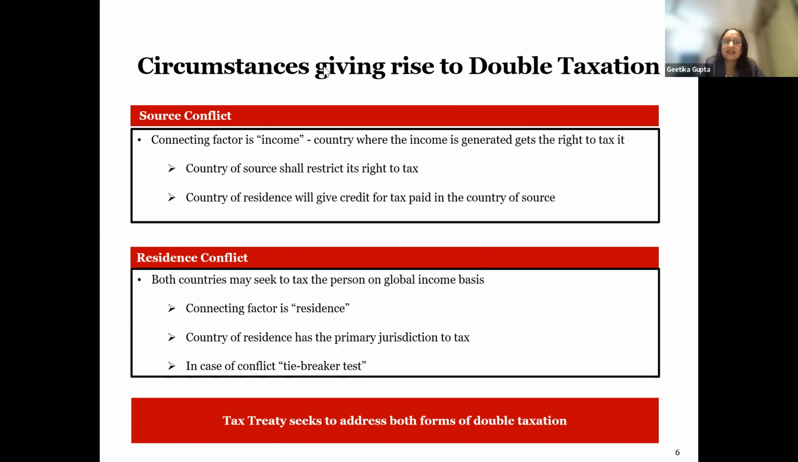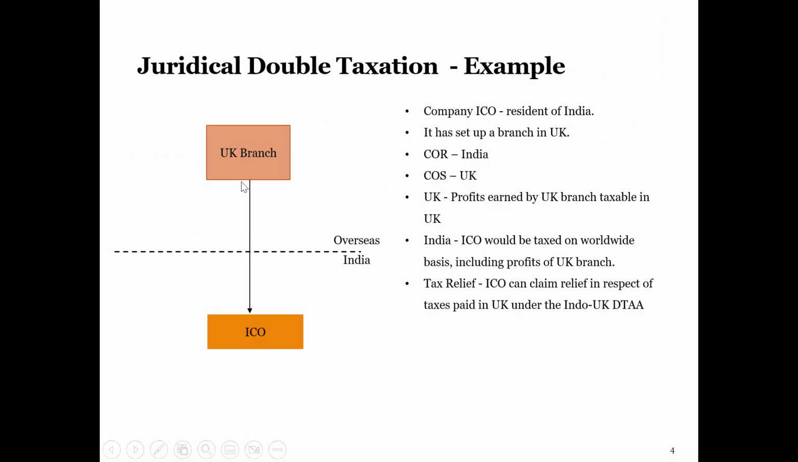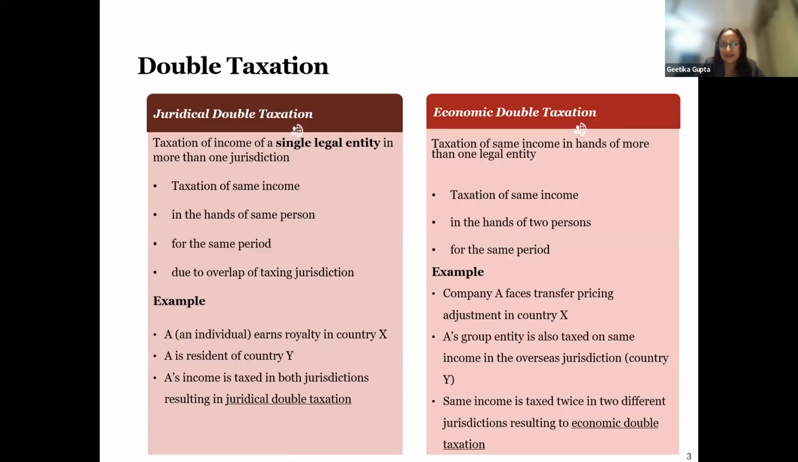Yes, see, it is basically an example of juridical double taxation, wherein it is getting taxed in the hands of the same person, because the branch is the same entity, but by two jurisdictions. And the branch is not separate from the company itself.